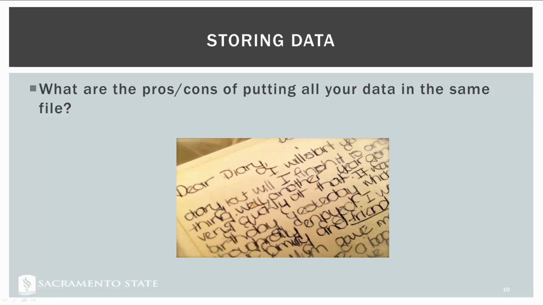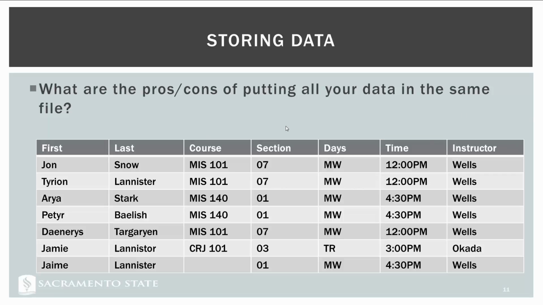All right, let's look at some specific examples. So here's an example of some student registrations for some classes, okay? And so we'll see some of the challenges with having all of this information in a file. So we've got our students over here. We've got John and Tyrion and Arya and Peter and Daenerys and Jaime. And those of you who are Game of Thrones fans will understand the reference.